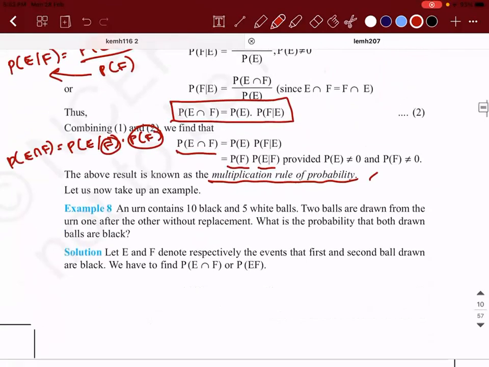Okay, let us take an example. There is a bag which contains 10 black and 5 white balls. 2 balls are drawn from the bag, one after the other without replacement. This is where the conditional probability comes, because one is dependent on the other. Can someone tell me, if it had been with replacement, do you need to use conditional probability?